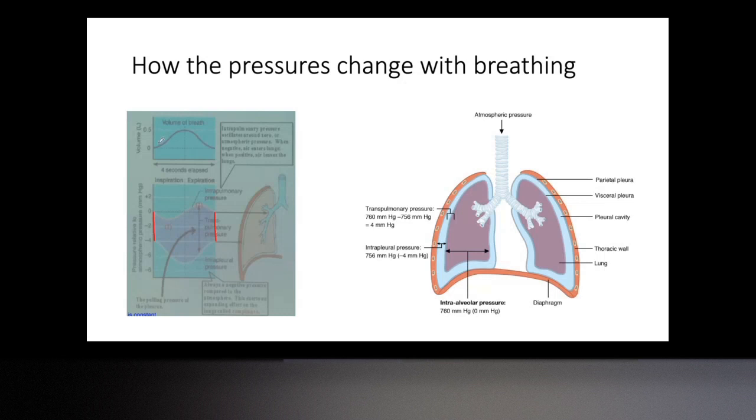However, when you breathe in and breathe out, you see that this is breathing in. This is inspiration and expiration. So with inspiration and expiration, you have a change of the transpulmonary pressure. It becomes bigger and bigger, and at the end of inspiration it is actually the biggest, okay?